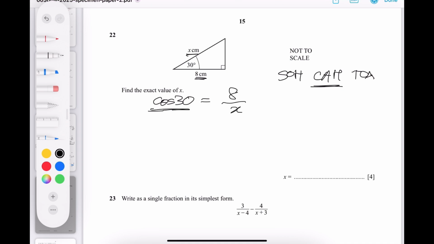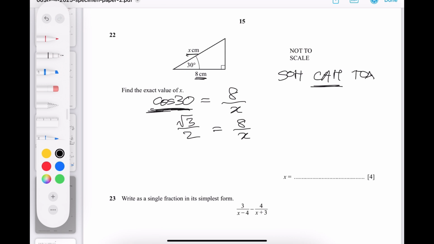And this is where it's important that you know your exact trigonometric values. If you go back to my non-calculator video that I initially made, it includes the full table of the trigonometric values that you need to know for exam. And cosine 30 is one of them. And you should know off by heart that cosine 30 is equal to root 3 over 2. And therefore that's equal to 8 over x.